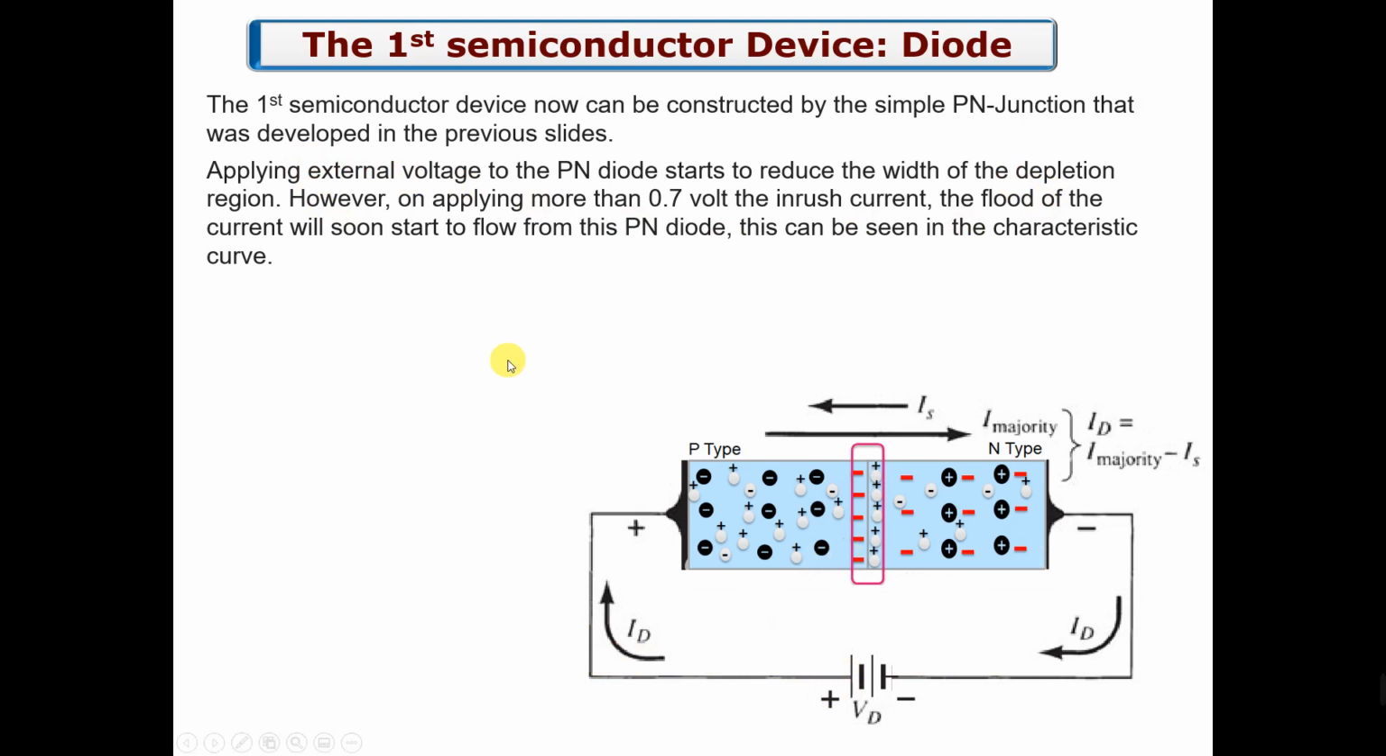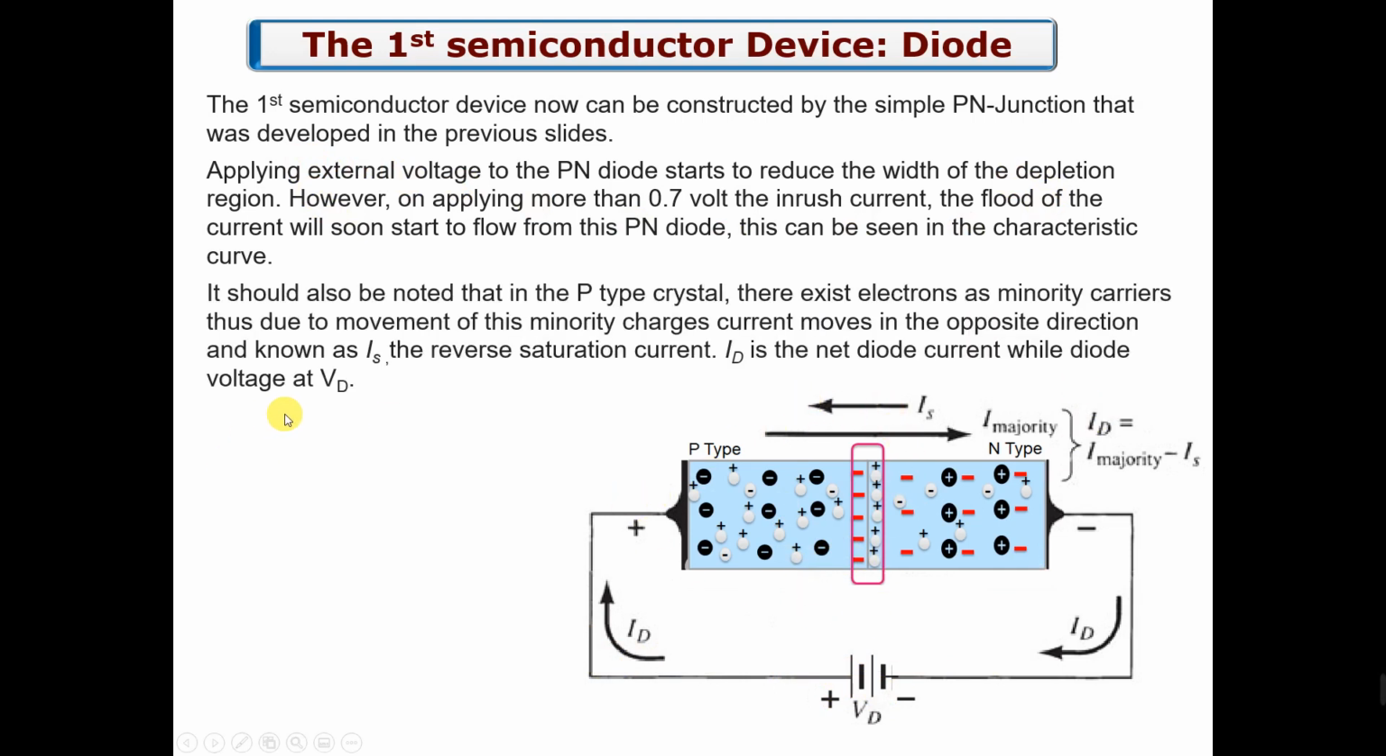Depletion width will reduce, and when we cross 0.7 volt or go beyond 0.7 volt, the depletion region will be completely removed and the diode will become a conductor, as we discussed before. The main point here is that because the diode becomes a conductor, the flow of current is from plus to minus. This flow of current is known as ID, the diode current.